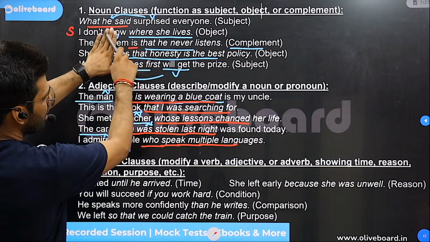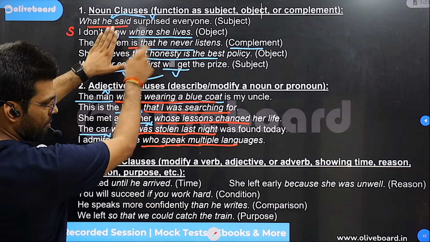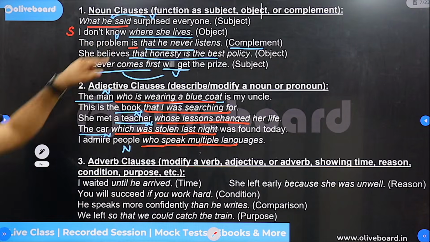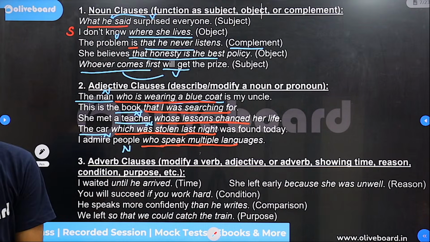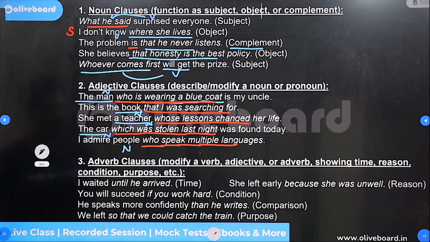I know where she lives. I know what she has done. I know when she will come. I know he has a job, etc. That is something I know. The object. Exactly. Doubts welcome. You can ask again. I'll explain.